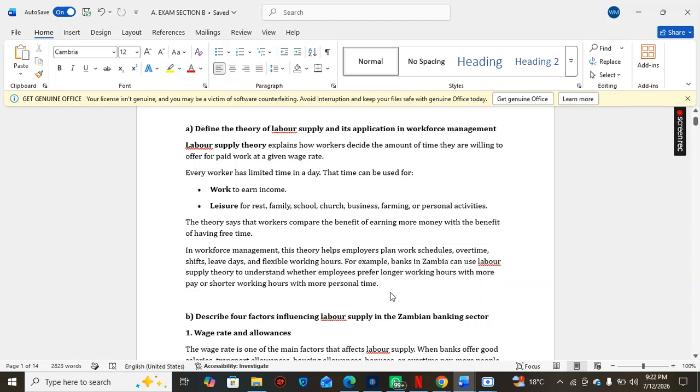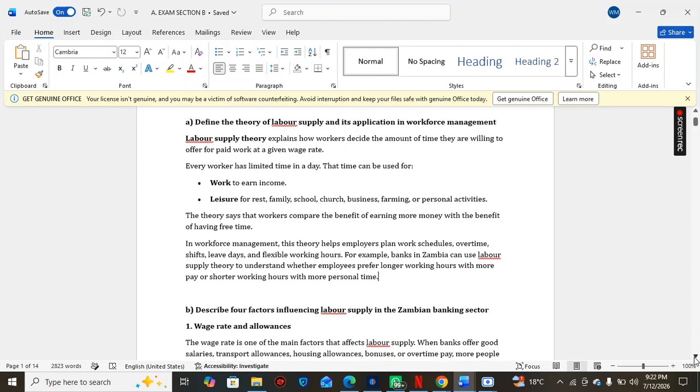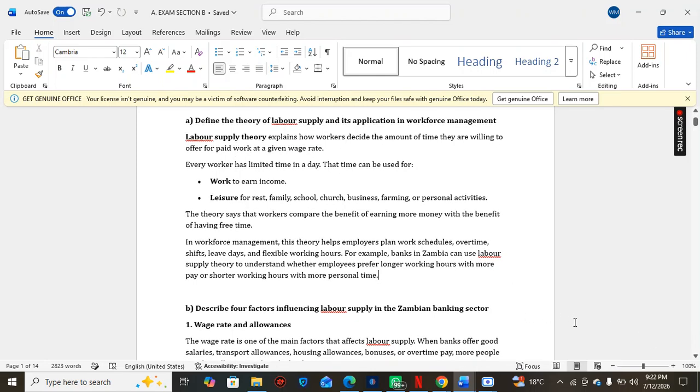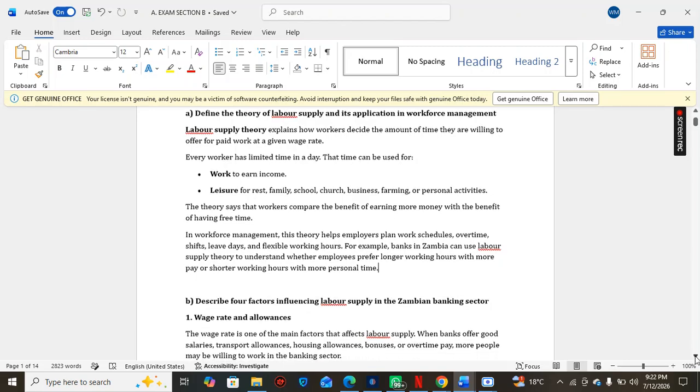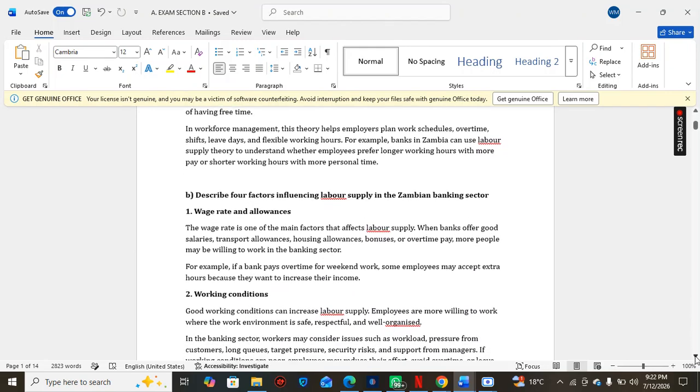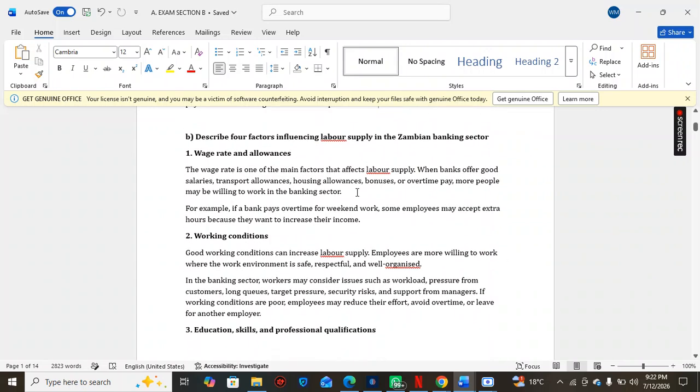Any questions, colleagues, regarding this question which we've answered, the theory of labor supply and its application in workforce management? Okay, let's go to part B.